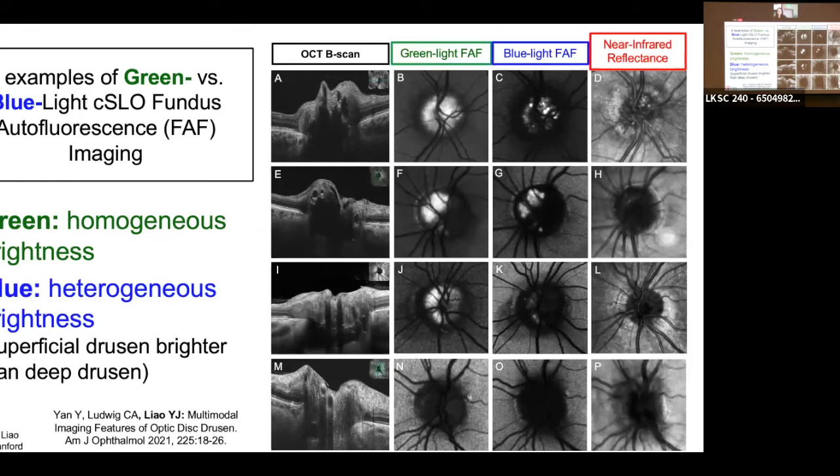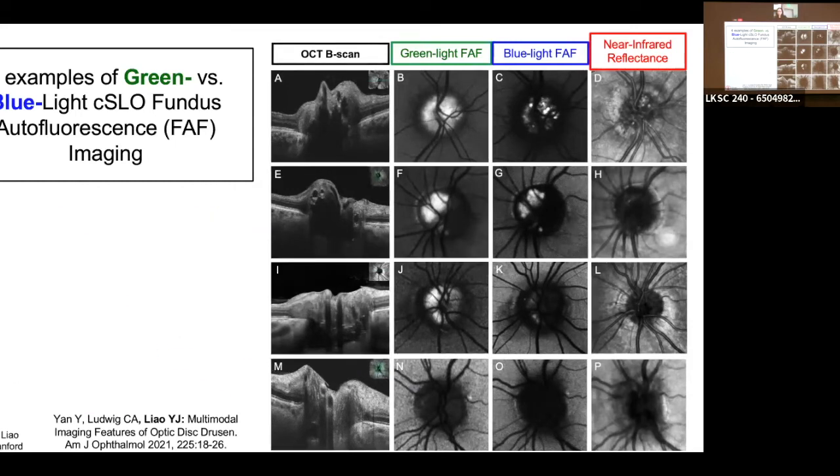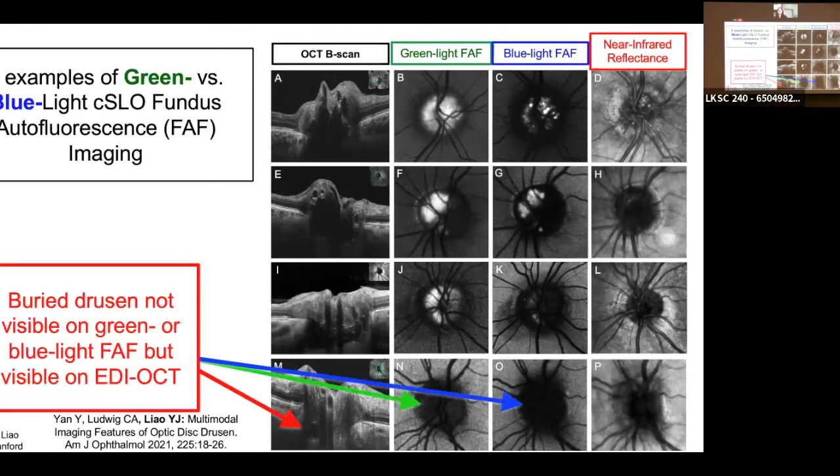And then the last row, basically you don't see anything. And this is when you really need the EDI OCT to help you identify whether this patient does have optic disc drusen or not. So that yellow circle on the bottom.